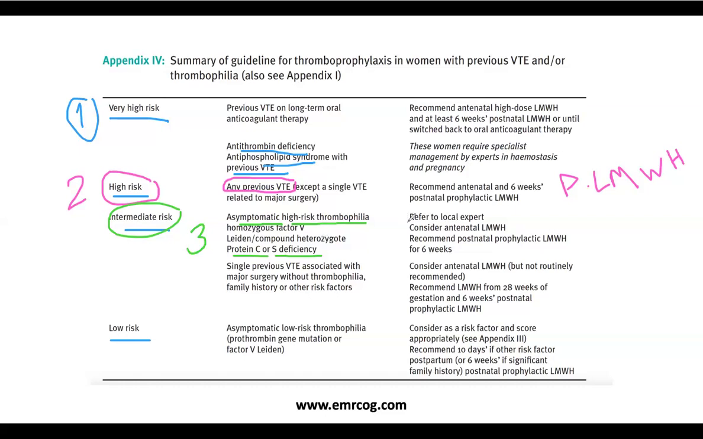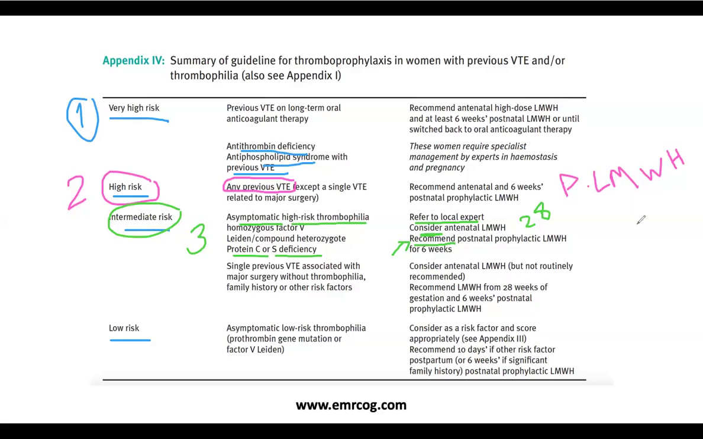So here is the trick part. What is the trick part? This needs referral to local expert. Consider antenatal low molecular weight heparin, okay? And this is from 28 weeks, by the way, in the stem of the guideline and in the table, right? So we consider low molecular weight heparin during the antenatal from 28 weeks, but recommend postnatal prophylactic low molecular weight heparin for 6 weeks. So which one is a higher level in the recommendation?